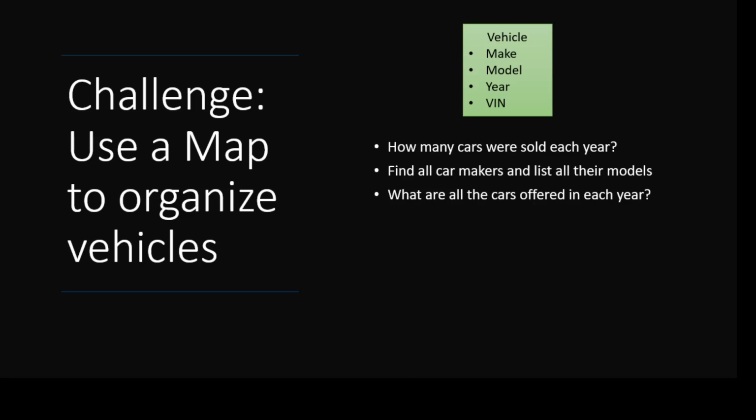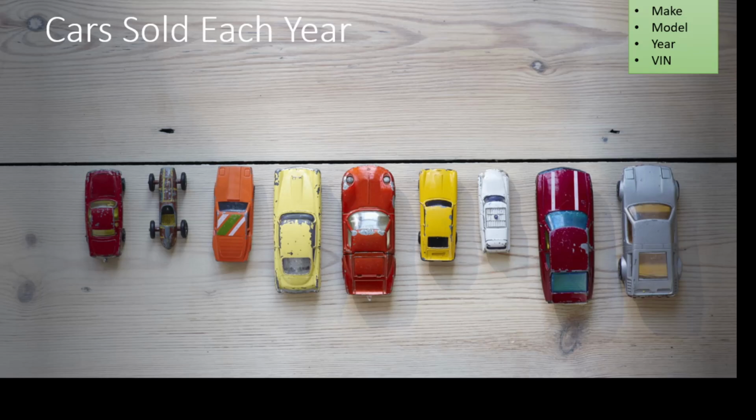So I hope you did take a second to pause and think about that. Let's go through the first example I talked about already, and maybe you can come back to the other questions. So again, make, model, year, and VIN. How do I find out all the cars sold in each year?